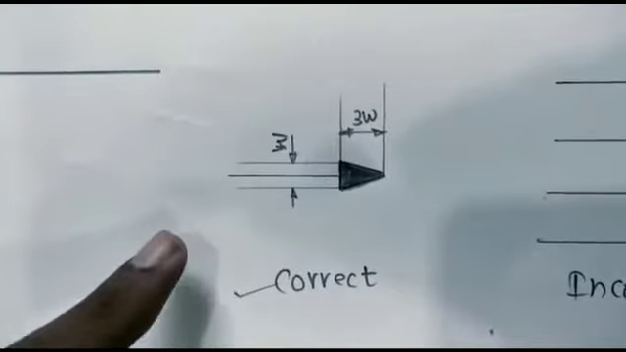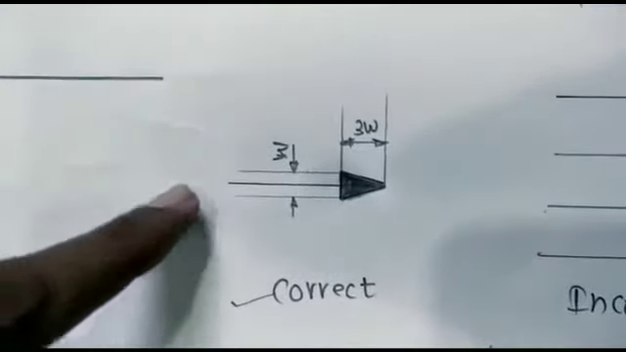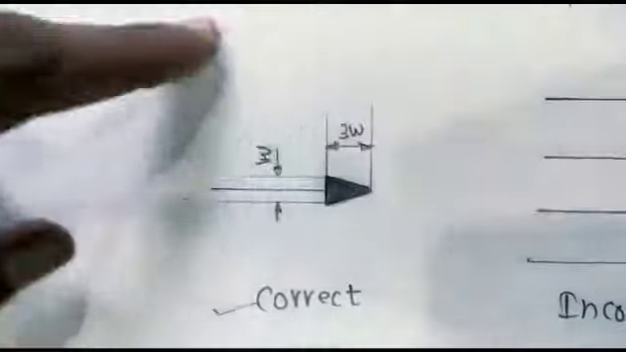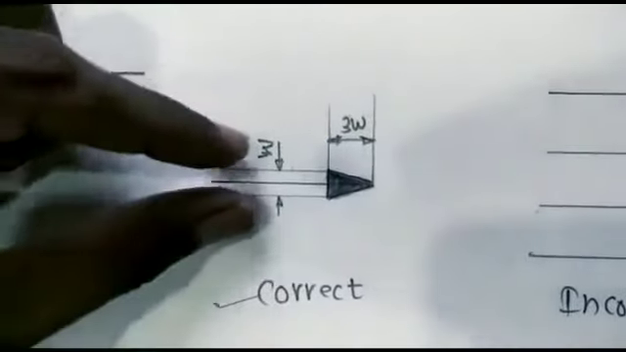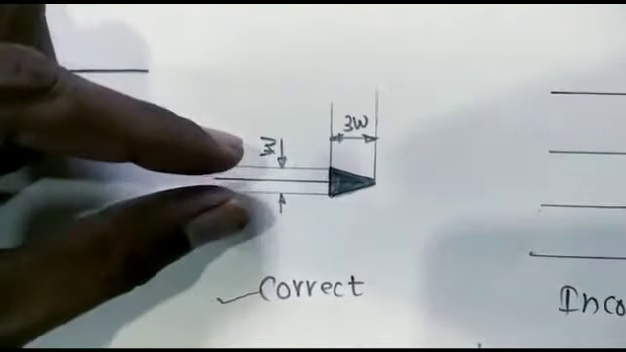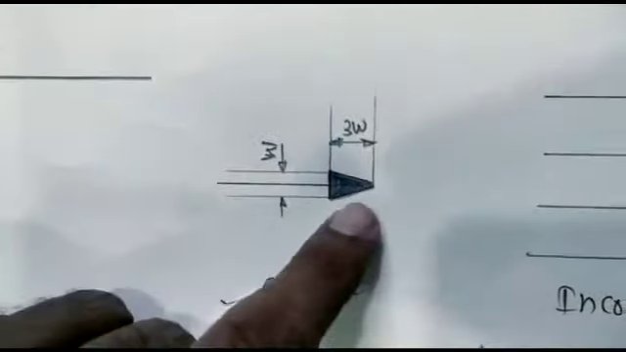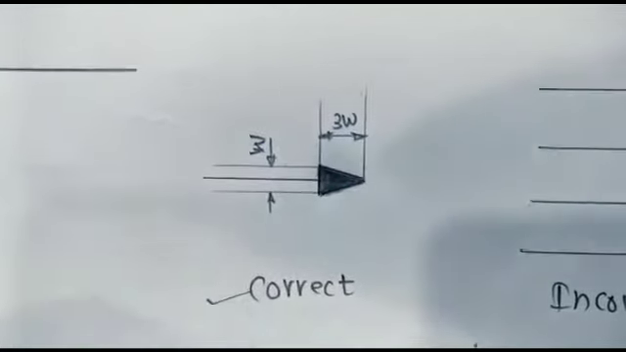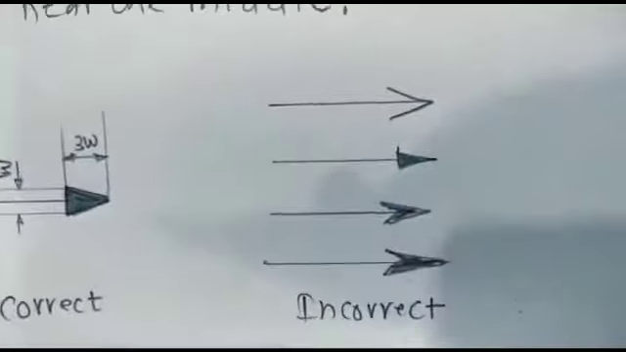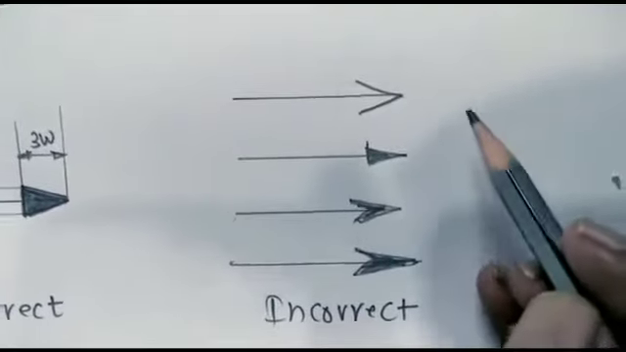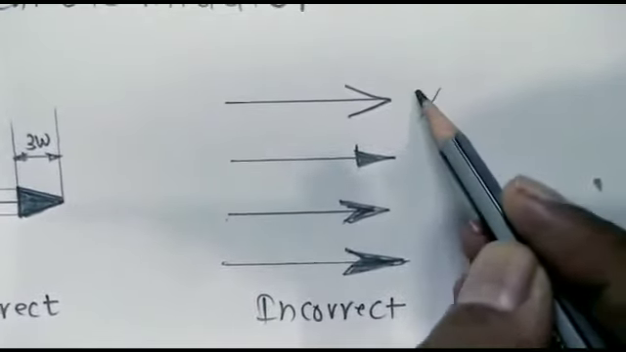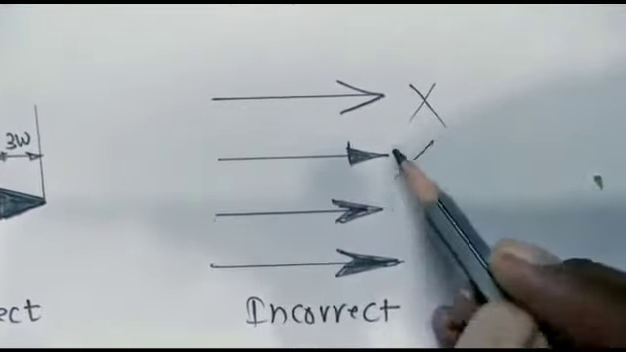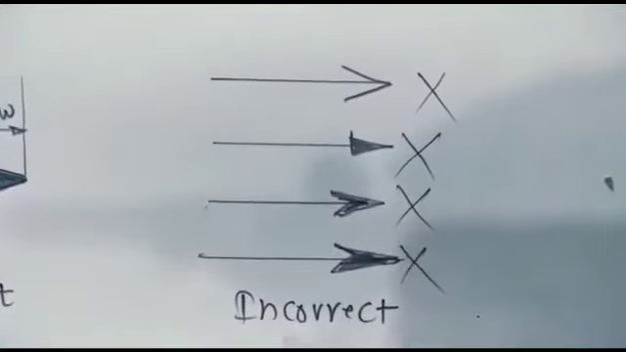How to draw the arrows? This is the way you have to draw the arrow. This distance should be w. If this is w, then this distance should be 3w. This is the correct way to draw the arrows. These are the incorrect ways, which means you cannot draw like that. This is the incorrect way, this is the right way.